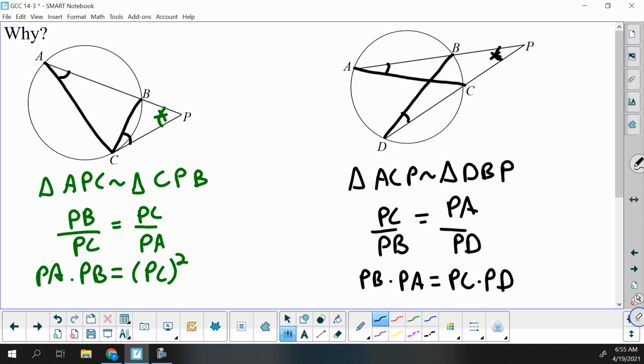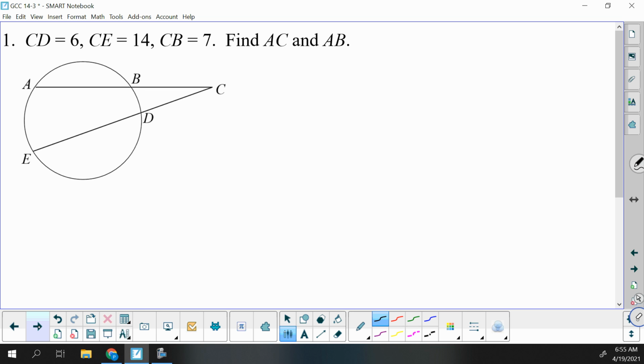So the main thing to know from this page is when you see two secants or a secant and a tangent, you want to think outside times whole equals outside times whole. So let's look at our first actual problem over on the next page.